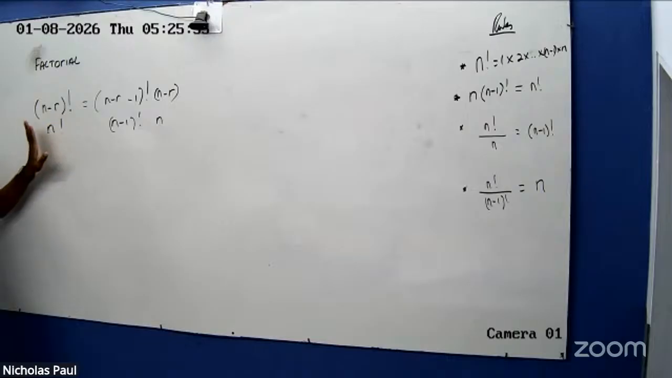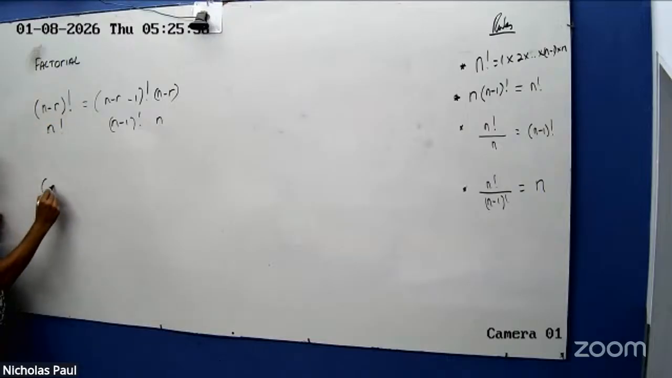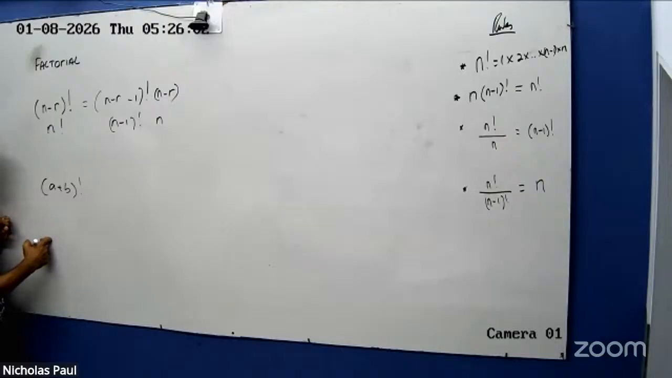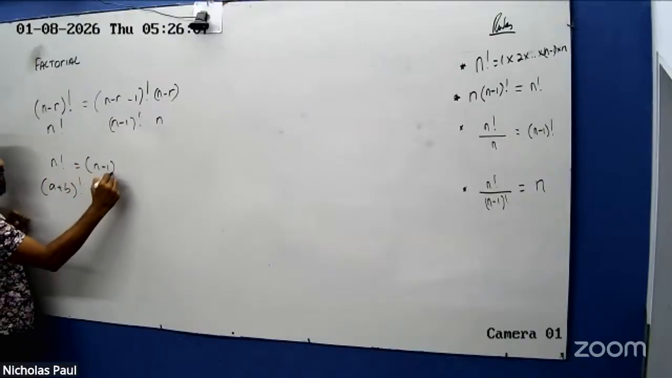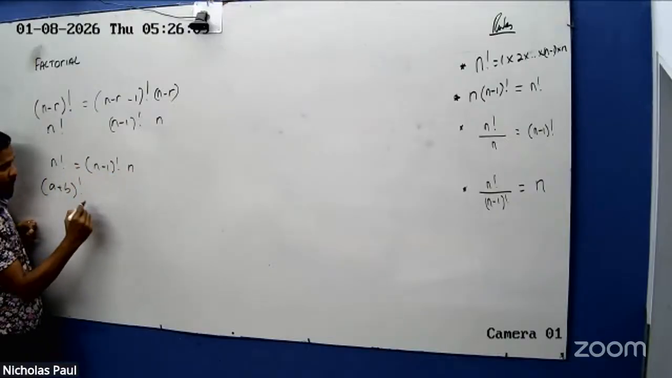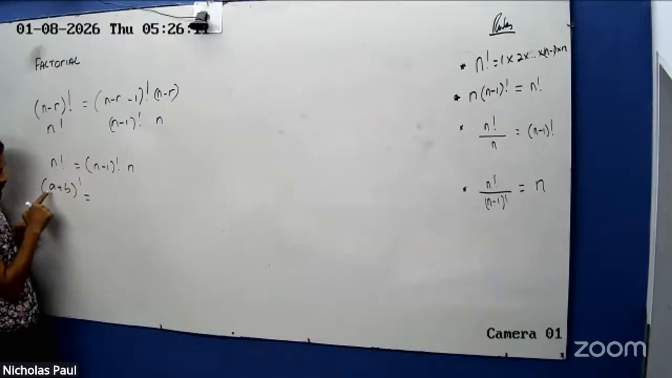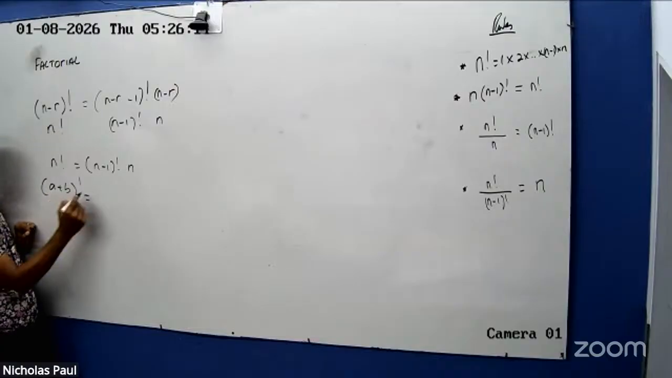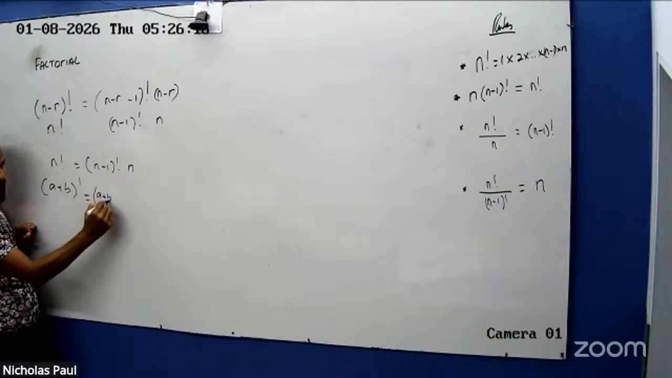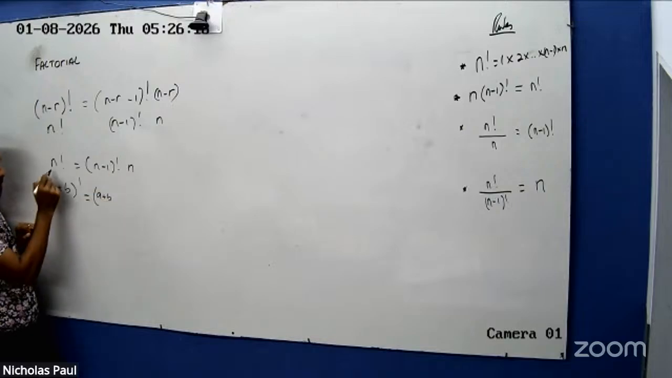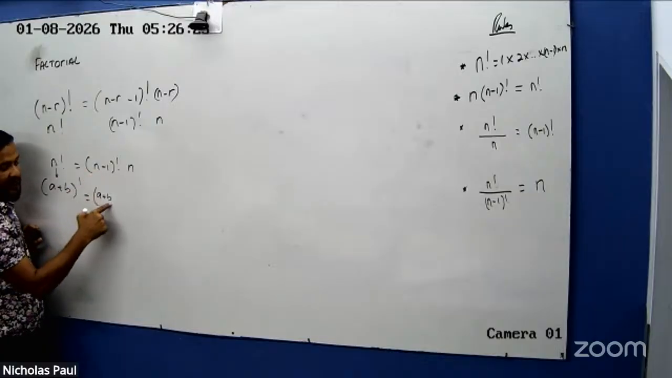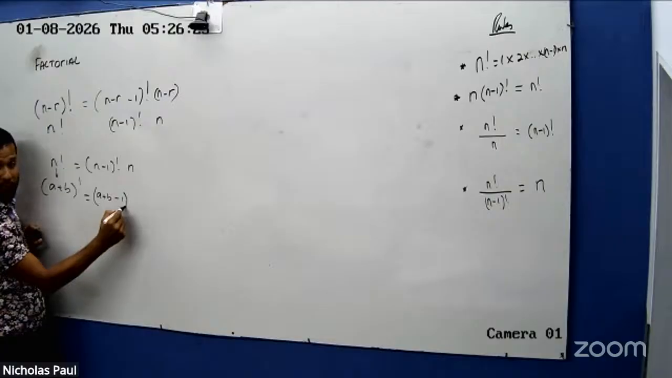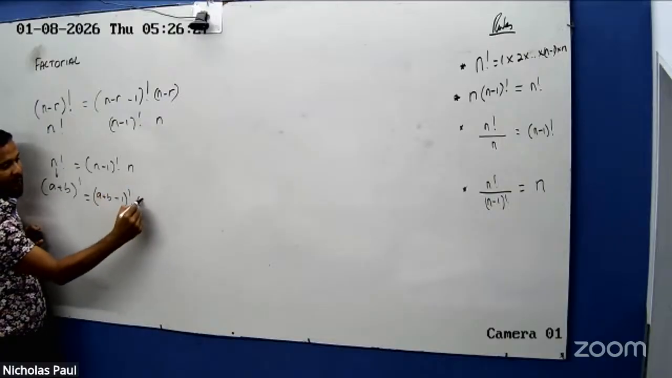You want to change the letters? All right, let me change the letters. What is a plus b factorial? Let's say I use the rule n factorial is equal to n minus 1 factorial by n. What will be this n? I put n as a plus b. n is a plus b. So I use a plus b minus 1 factorial by a plus b.